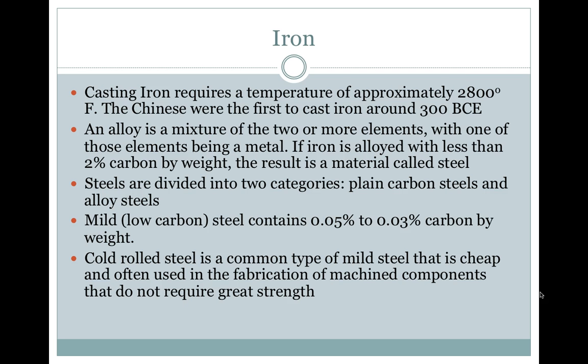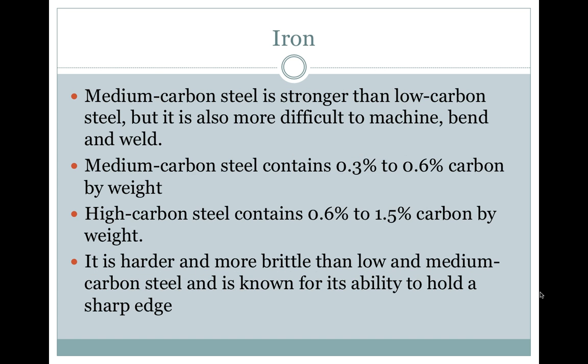Steels are divided into two categories: plain carbon steels and alloy steels. Mild or low carbon steel contains 0.05% to 0.03% carbon by weight. Cold rolled steel is a common type of mild steel that is cheap and often used in the fabrication of machine components that do not require great strength. Medium carbon steel is stronger than low carbon steel, but it is also more difficult to machine, bend, and weld.